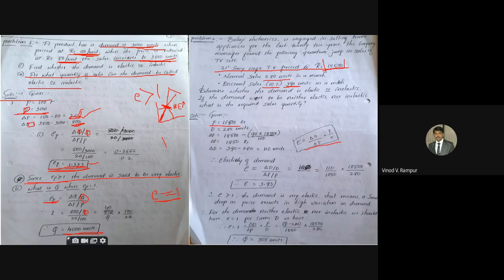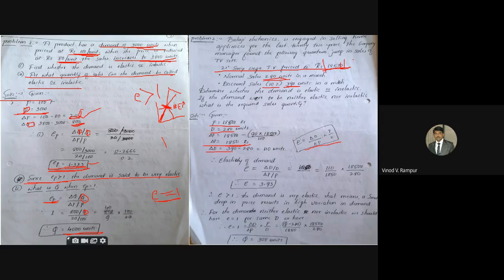P is 18,500 rupees. Capital D is 280, that is the original demand for the product. Then the change in price: 18,500 minus 10% discount. That means 90 into 18,500 divided by 100, that is 0.9 into 18,500. Now I am going to get delta P equal to 10%, that means 1,850 rupees, that is the 10% change in product cost.